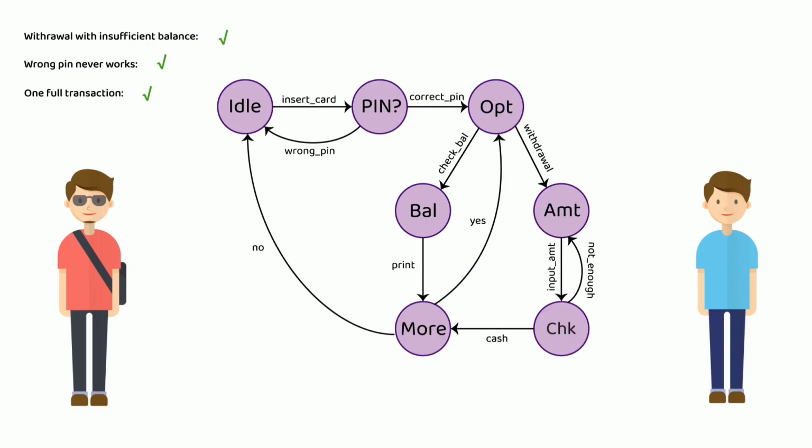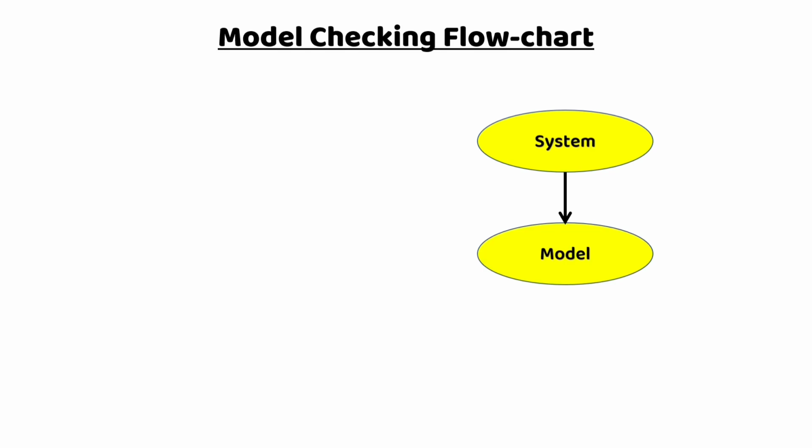The process that just happened right now is called model checking. The engineer had a model of an ATM and the expert had some properties in his mind. For every property, the engineer showed that it is satisfied. Let's see the model checking process in a flowchart. First, we have a system and we can come up with a model describing its behavior. Then, we have some required properties that we need the model to satisfy.